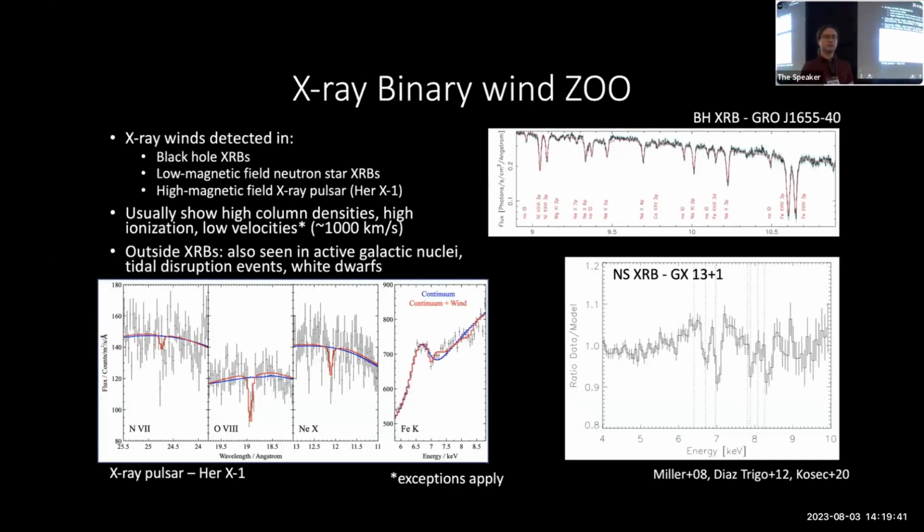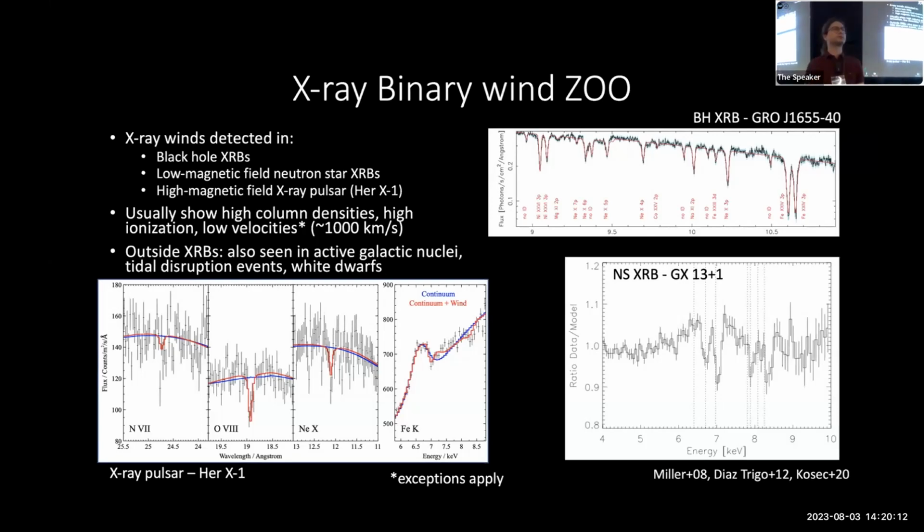They have been detected in all sorts of X-ray binaries that include black hole X-ray binaries, an example shown on the top right, which is the same source that we've just heard about in the previous talk. Outflows were also found in low magnetic field neutron star X-ray binaries. An example is GX 13+1 on the bottom right. And more recently, we also detected them in a high magnetic field X-ray pulsar, Hercules X-1, an example of this spectrum is shown on the bottom left.